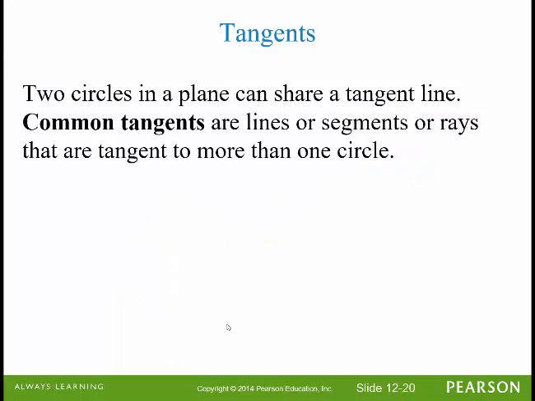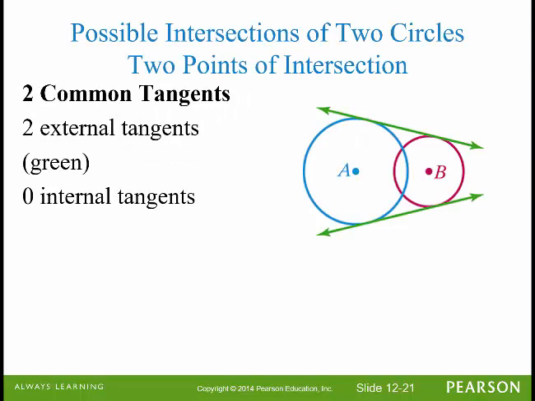All right, so two circles in a plane can share a tangent line. Common tangents are lines, segments, or rays that are tangent to more than one circle. These tangent lines that are tangent to more than a single circle are called common tangents. So let's look at some of this. This is the possible intersection of two circles, with two points of intersection, so they have two common tangents here.